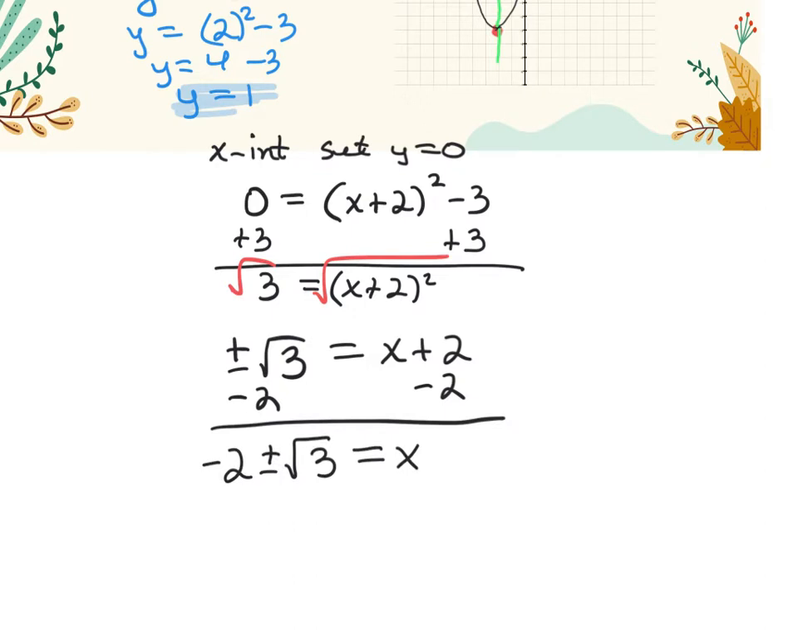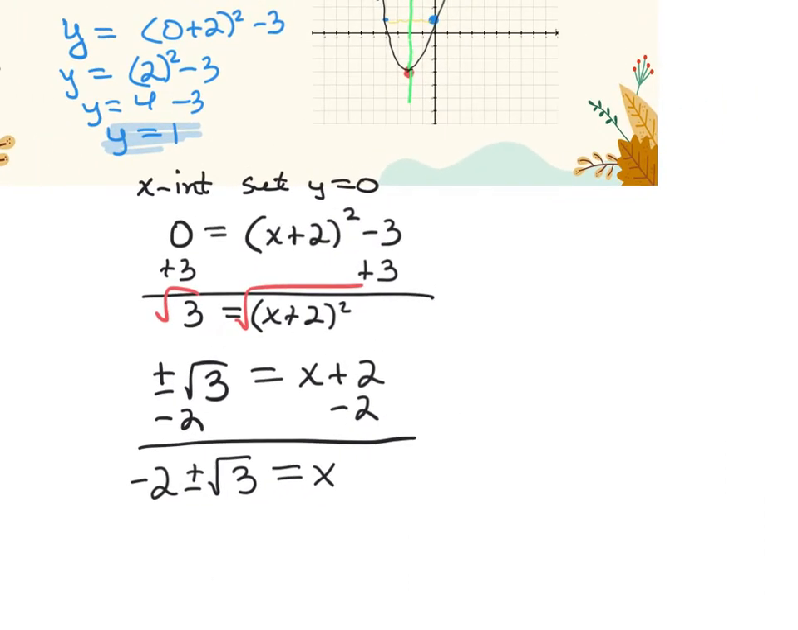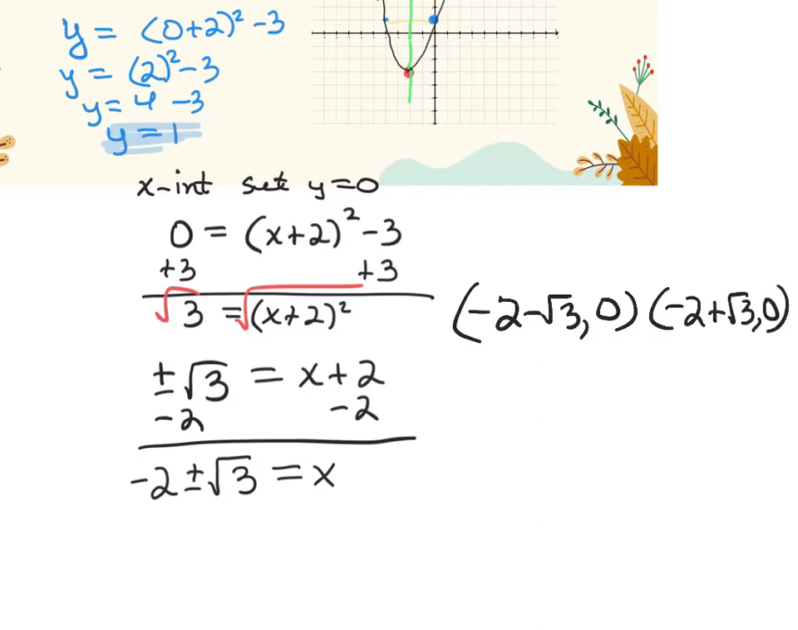I'm going to turn these into coordinates. So it's (-2 minus the square root of 3, 0) and (-2 plus the square root of 3, 0). Chances are it's not going to ask you to graph them, but they will ask you to list them.